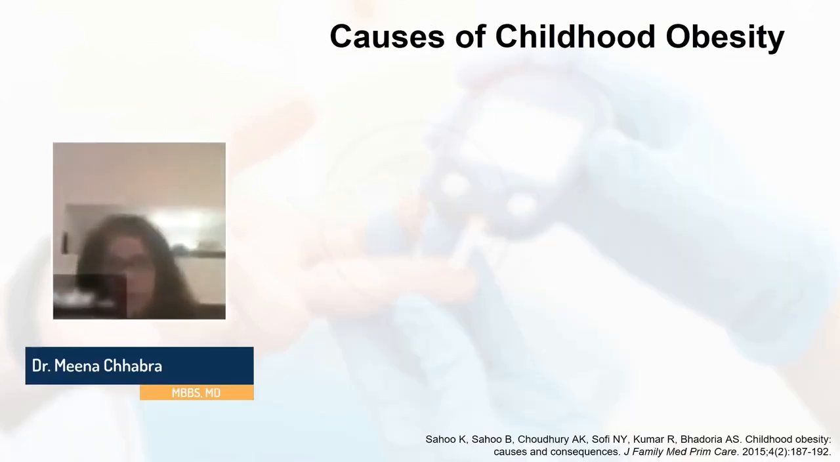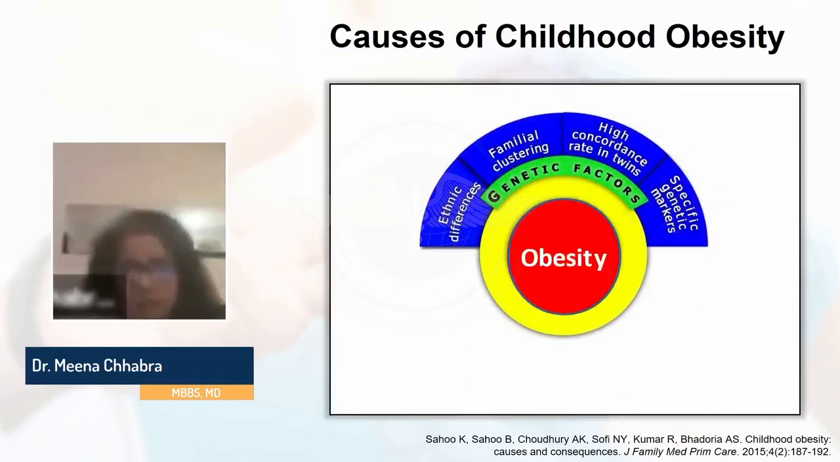So coming to the causes of obesity in children. There are genetic causes and environmental causes. It can't be purely genetics because the genes can't change suddenly.